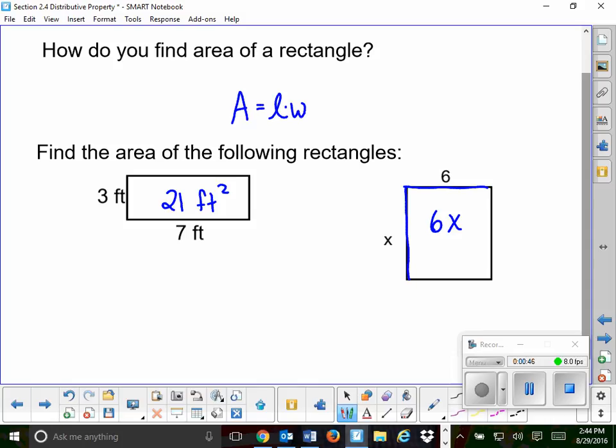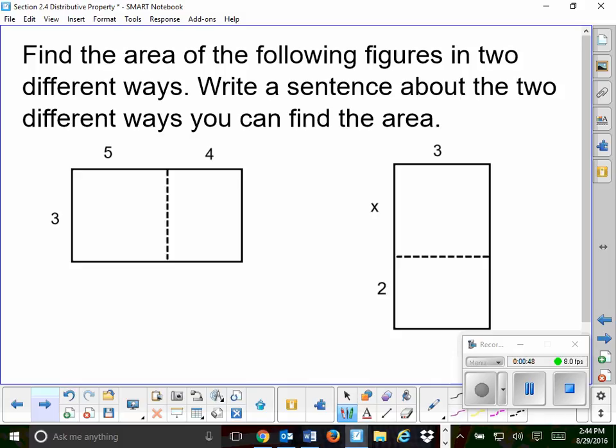Okay. So then on these two, I asked you to be creative and think of 2 different ways you could find the area. I have a feeling that some people said, okay, length times the width, which we know the side is 5 plus 4. So we have 3 times 5 plus 4, length times width. So our area equals 3 times 9, since 5 plus 4 is 9. So our area is 27.